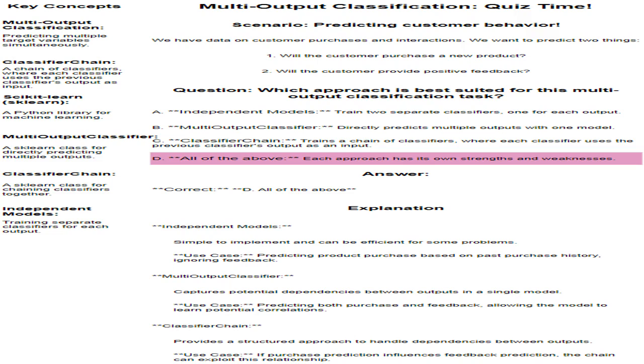D. All of the above. Each approach has its own strengths and weaknesses. A machine learning task where the model predicts multiple target variables simultaneously, predicting both customer churn and their reason for leaving. 30. 5,000. Yes. Poor customer service.